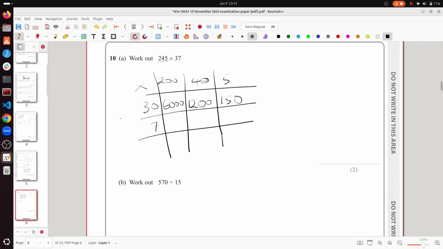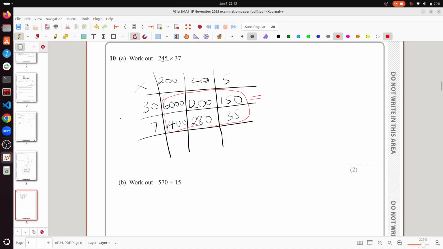So going to sevens now. 7 times by 2 gives me 14. I have 2 zeros in total in 7 and 200. Next one, 4 times by 7, that's 28. And I have just 1 zero from 40. 7 times by 5, that is 35. Now, it doesn't matter how you want to add it, but we now need to add everything in the grid. So everything in the grid, we need to add them all together. You can add them by rows or by columns. It doesn't really matter. So I'm going to choose to add them by rows.